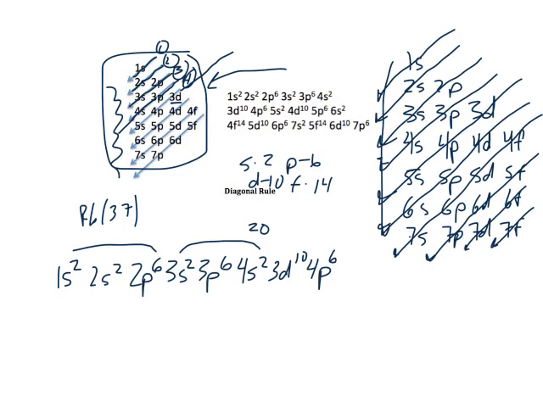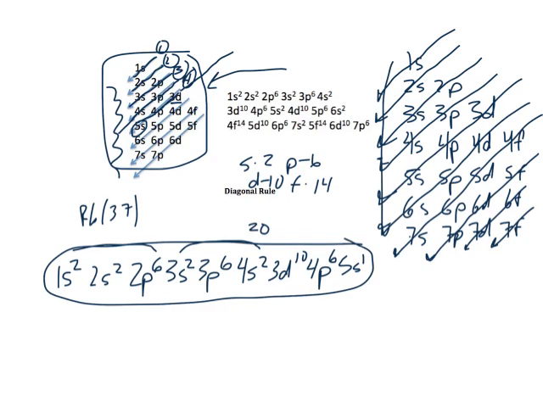4p6, and then after 4p, what comes after 4p? We'll keep following that arrow down, and you get to 5s next. So 5s1. That is the electron configuration for rubidium. Right? Pretty straightforward.